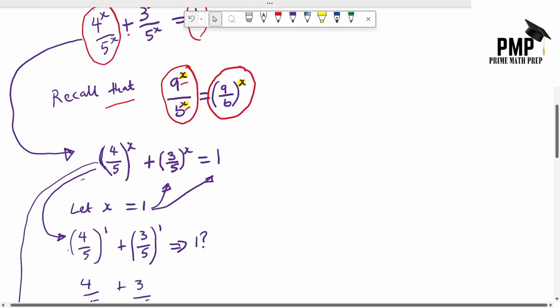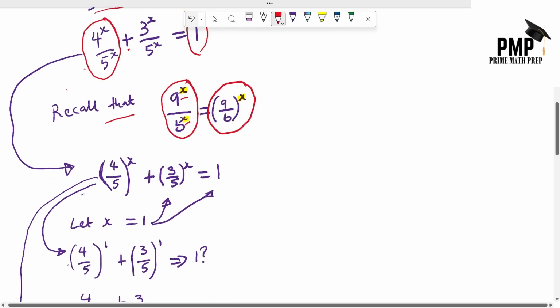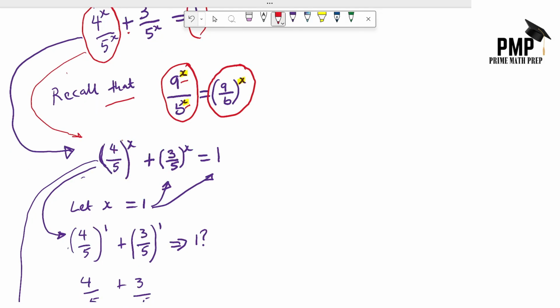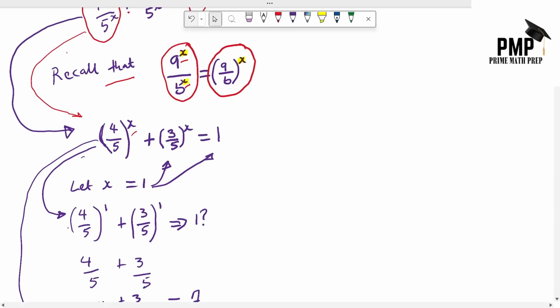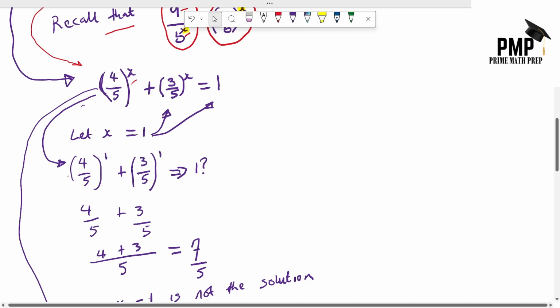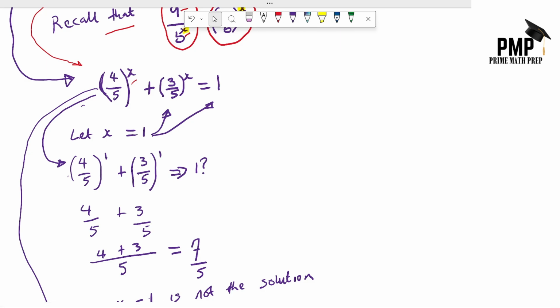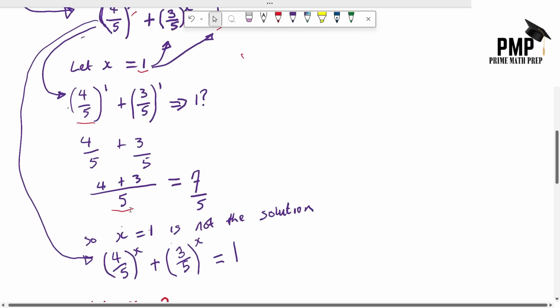So writing our original equation gives us 4 over 5 all to the power of x, plus 3 over 5 all to the power of x, equal to 1. We said, let us start inputting integers to see if we are able to get a value that will give us 1. First, we let x be 1. We substituted x to be 1, and we got 7 over 5, which did not give us 1.